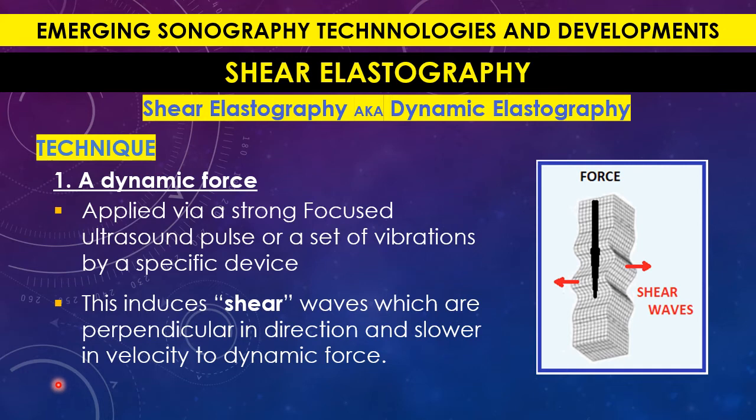So the second type of elastography is the shear elastography, and it's another technique. Actually, it's a more recent technique compared to the strain elastography. Here we have a force that is applied to the tissues, and we have shear waves. As I mentioned earlier, shear waves are perpendicular to the direction of the force. The force here is different from the strain elastography. Here there's a dynamic force. It's not a static force like we mentioned earlier in the strain elastography.